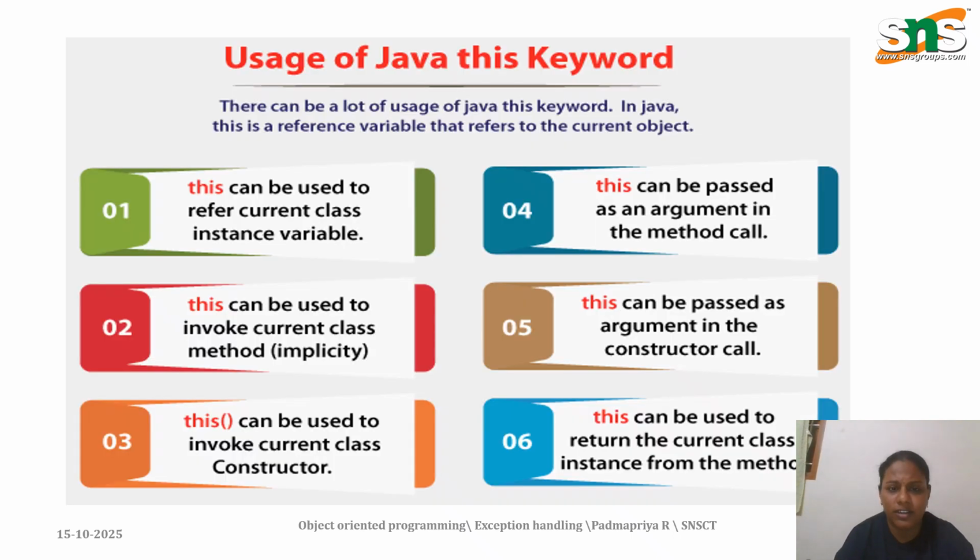As for usage, the this keyword can be used with current class instance variables, it can be used to invoke the current class method, and it can be used to invoke the current class constructor. So the this keyword can be used in class, method, and constructor. It can also be passed as an argument in a method call and constructor call.